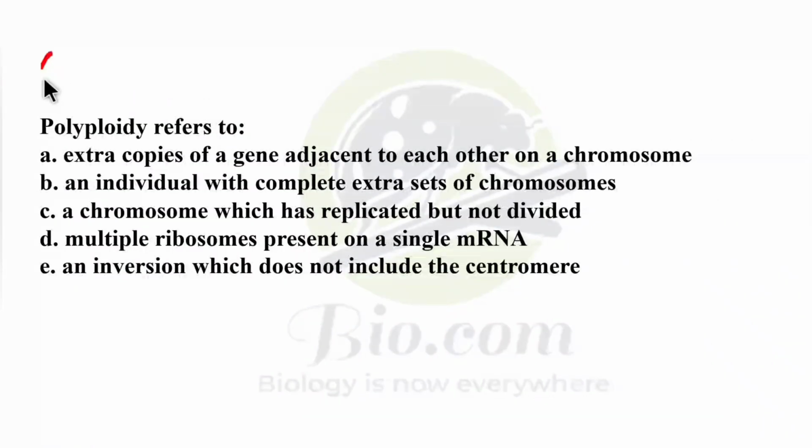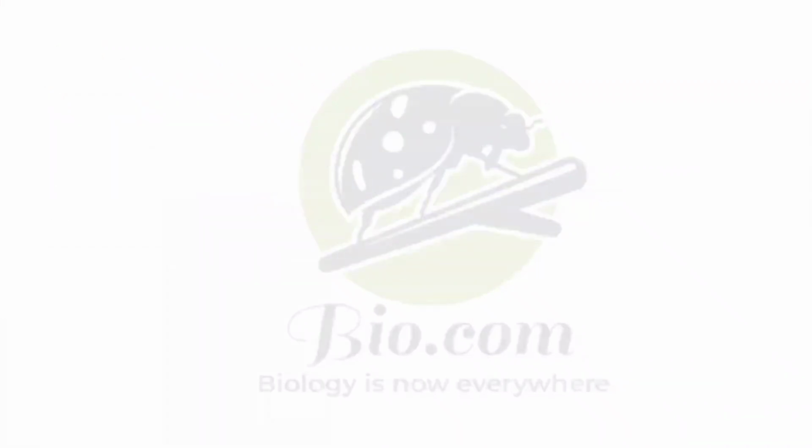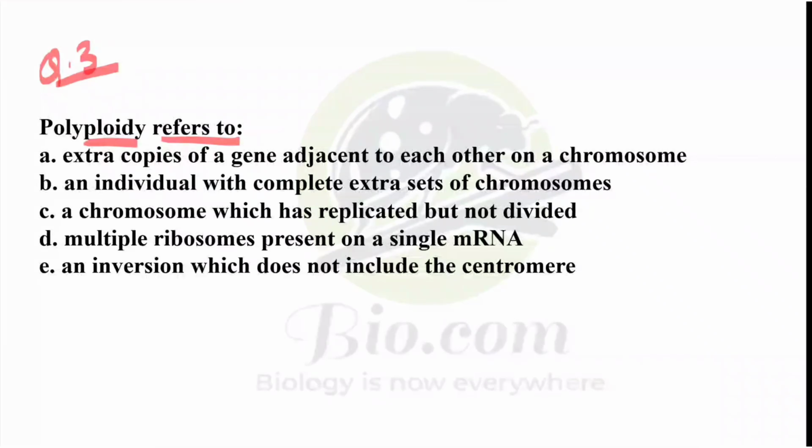Now question number 3: polyploidy refers to what? We have already discussed what exactly polyploidy and aneuploidy are, and I have also shared different flashcards. So does polyploidy refer to an extra copy of a gene adjacent to each chromosome? No. An individual with a complete extra set of chromosomes? Yes, this is the correct option. A chromosome which has replicated but not divided? No.